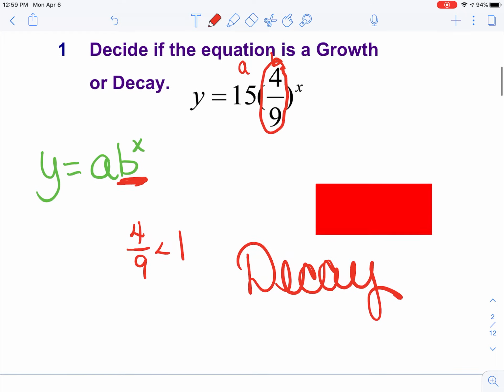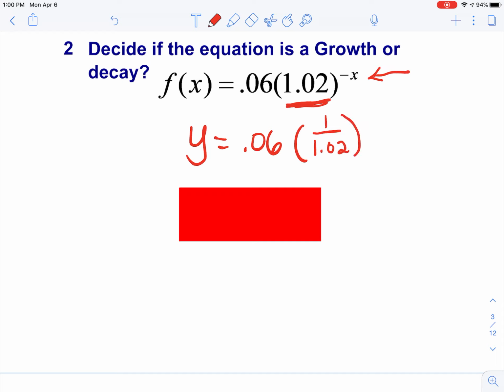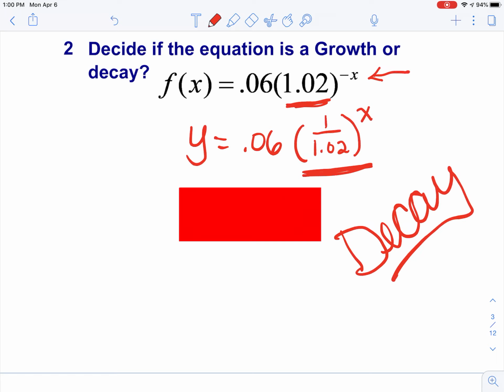So there's question number 1. Let's look at question number 2. Decide if it's going to be a growth or decay. This time we have a decimal. We haven't seen a whole lot of decimals, but right now I would say it's a growth, except what are we trying to do over here? We're trying to trick you with a negative. So our equation is actually y equals 0.06 times 1 over 1.02 to the x. So this value right here, instead of a growth, it is now a decay. So this problem would also be a decay, exponential decay.